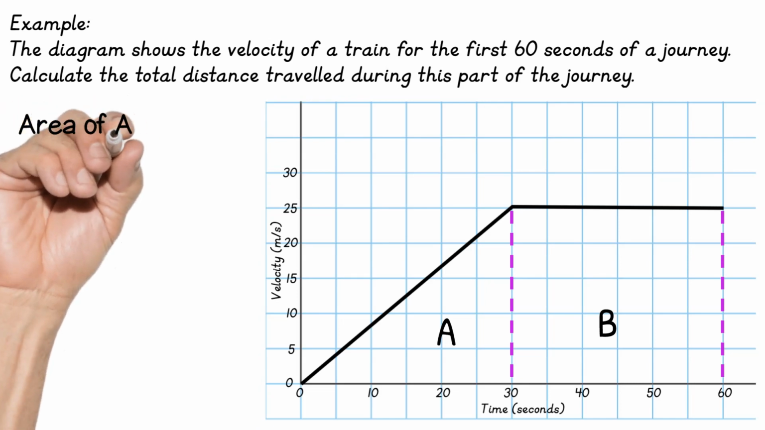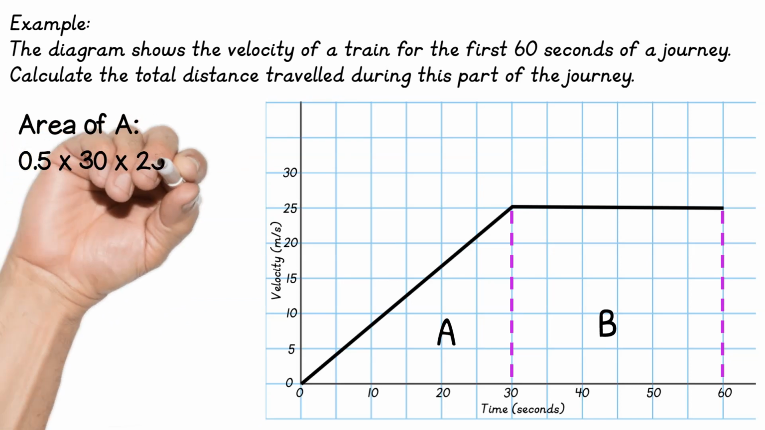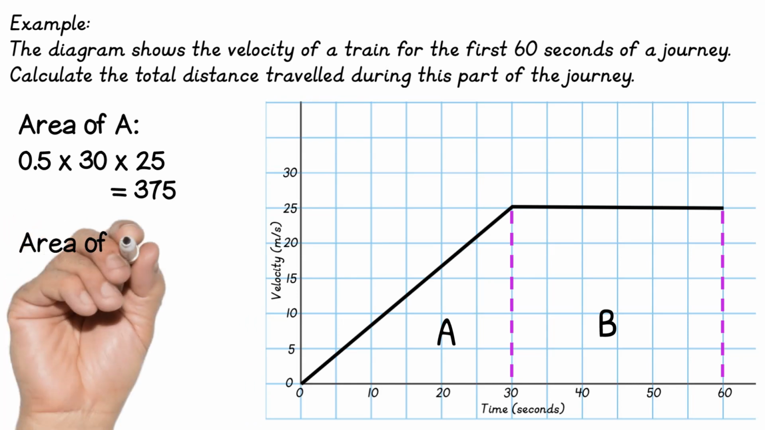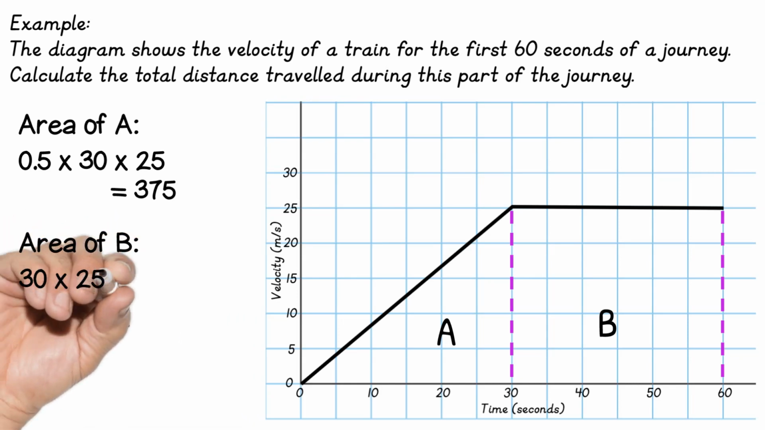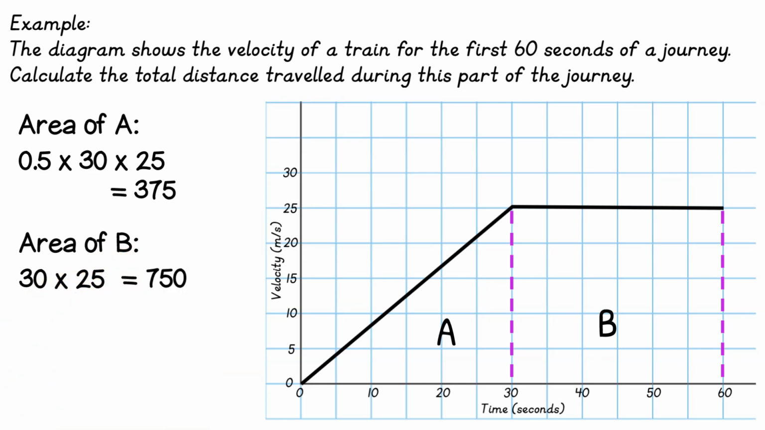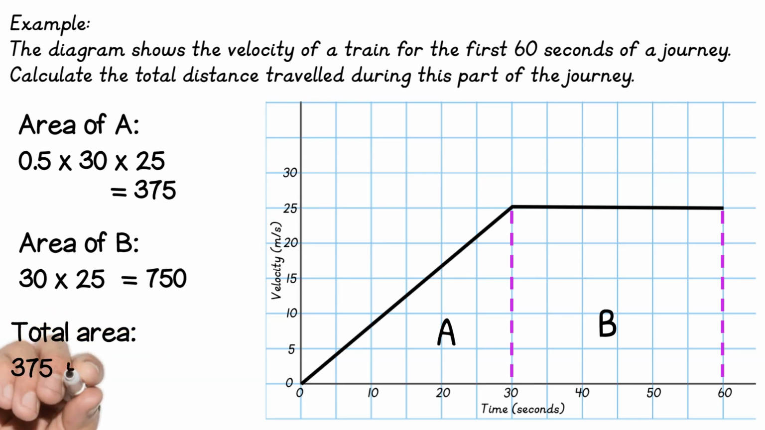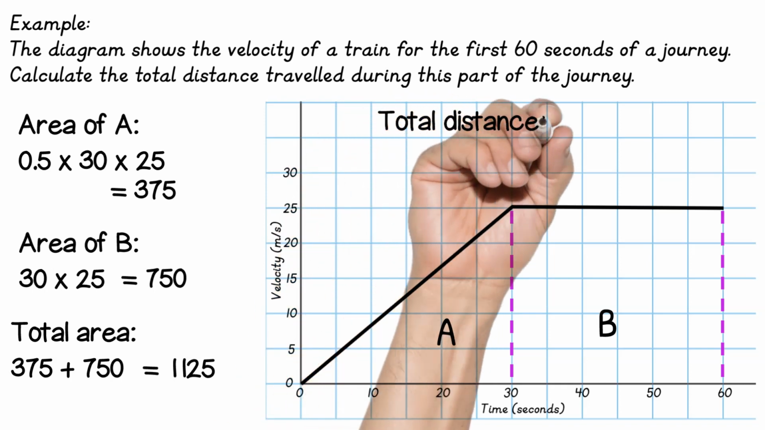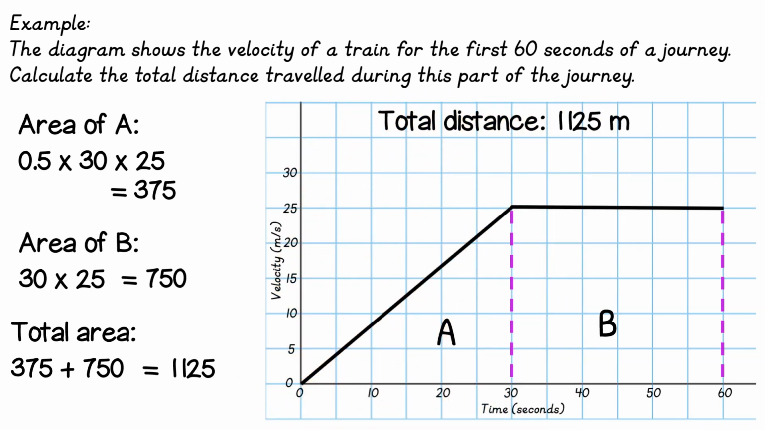It's a triangle, so it's half the base times the height. The base is 30, the height is 25. So my area of A is 375. B is a rectangle, so it's just base times height, so that's 30 times 25. So to find the total area, I'm just going to add 375 and 750. And that's it. So to find the acceleration, we find the gradient. To find the distance, we find the area under the graph. And that's it.